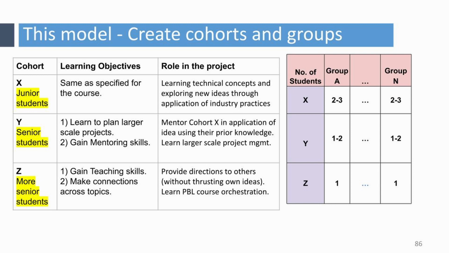The credit students learn the content, the senior students learn to mentor, and the super senior students learn to teach and make connections across topics. This is not very strict, right? Sometimes it's the junior students who make connections across topics, but broadly these are the learning objectives.